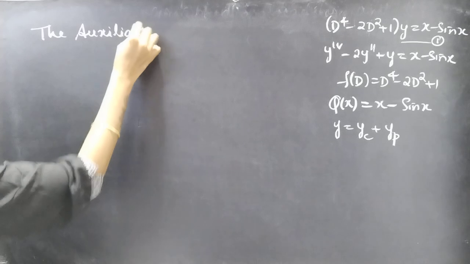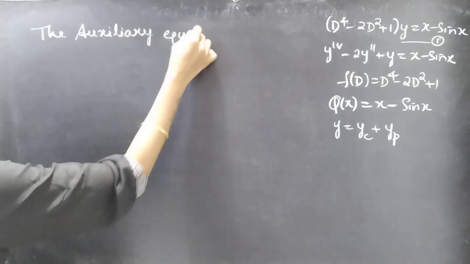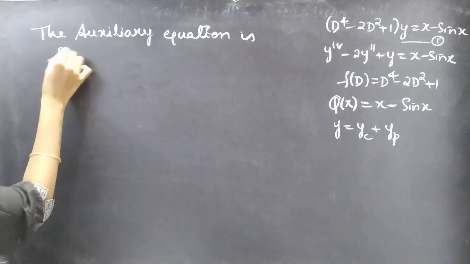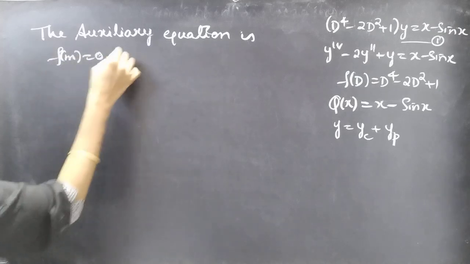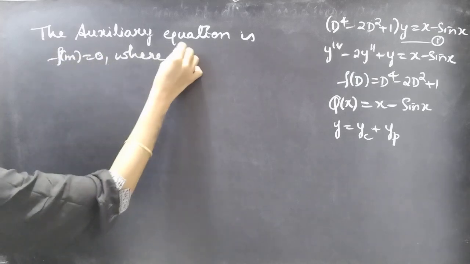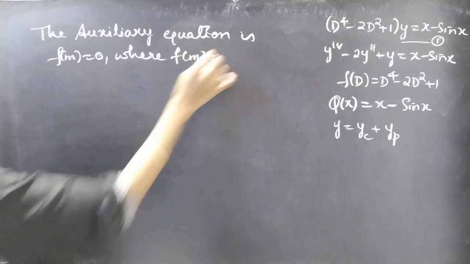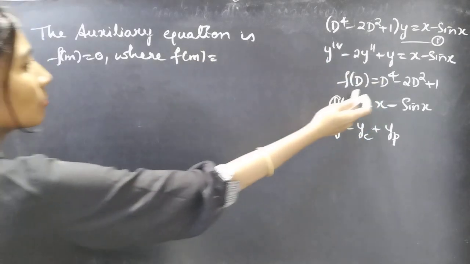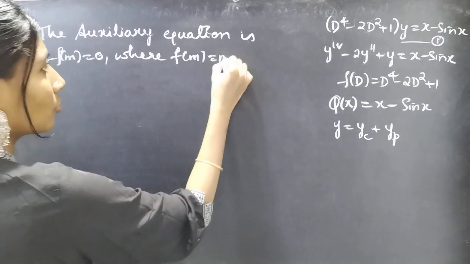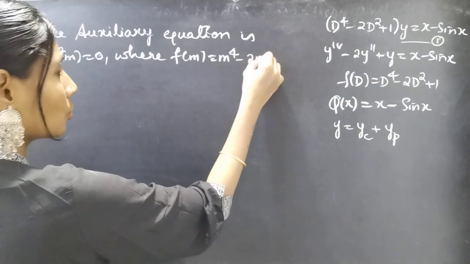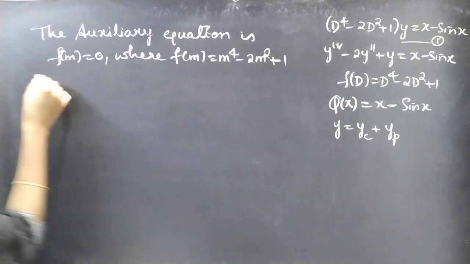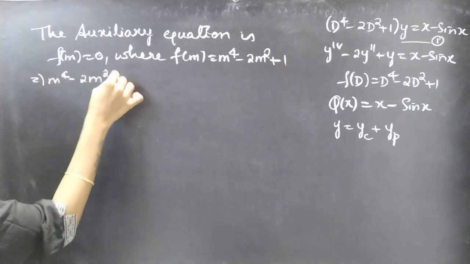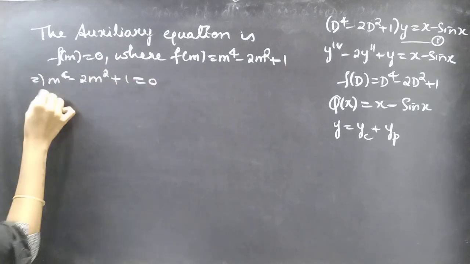The auxiliary equation is f(m) = 0, where f(D) = D^4 - 2D^2 + 1, right? Let's replace the differential operator D by m, so that we'll get f(m) = m^4 - 2m^2 + 1. Now the auxiliary equation becomes m^4 - 2m^2 + 1 = 0. We need to find roots to this equation.